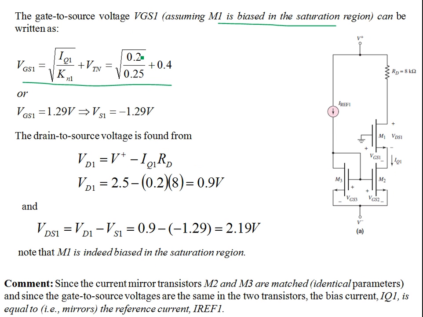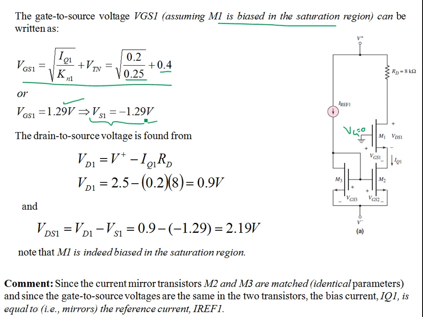This is 0.2, again IQ1 is 200 microamps, 0.25 is over here, threshold voltage is the same. We find VGS as 1.29 volts. Now since the gate, or you can say that VG, is grounded, so VG is 0. That implies that VGS1, which is VG minus VS1, is minus VS1. So VS1 is minus 1.29 volts.